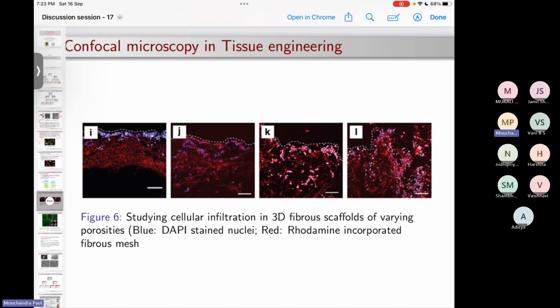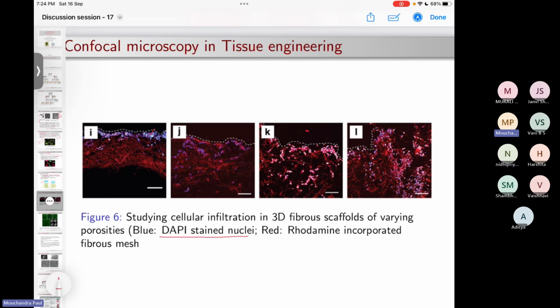So figure IJKL, here you will see the cellular, this is taken from a research article, where they are trying to show how the cell is infiltrating from one region to another region. Okay, so this blue color section is showing the cells whose nucleus is stained with DAPI. Means it is another form of white blue dye. So this is a dye basically that is used to stain the nucleus. So they are trying to show how the cells are migrating into the scaffold.